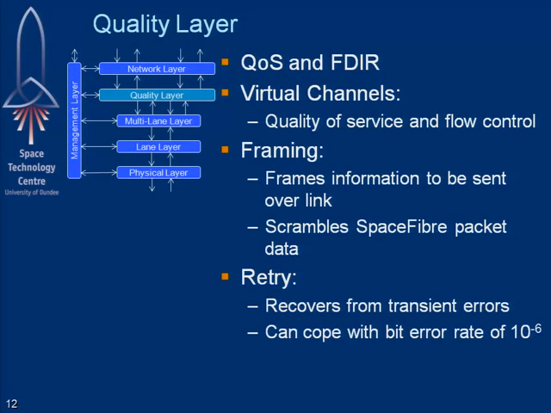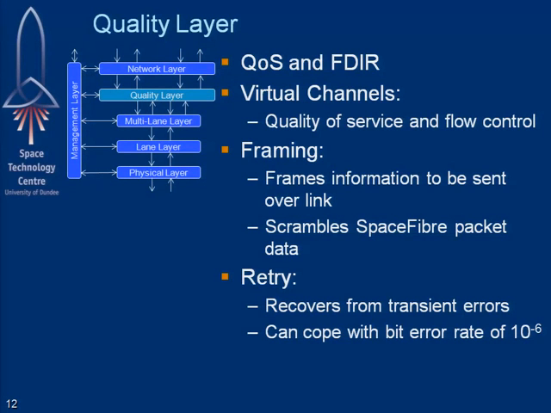The quality layer is effectively an additional layer that we've added in to provide quality of service and the FDIR capabilities, so fault detection, isolation, and recovery capabilities. It handles the virtual channels and provides the quality of service and flow control. It frames information into small frames for sending over the link so that we can interleave those frames and send information from multiple SpaceWire packets over a single SpaceFibre link. It also scrambles the SpaceFibre packet data if required, to reduce EMC emissions from SpaceFibre.